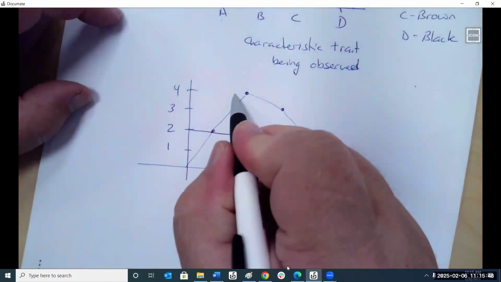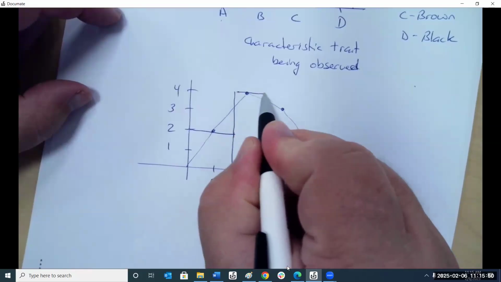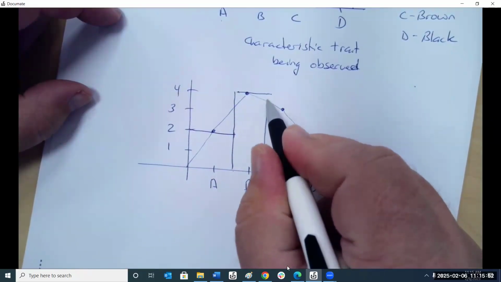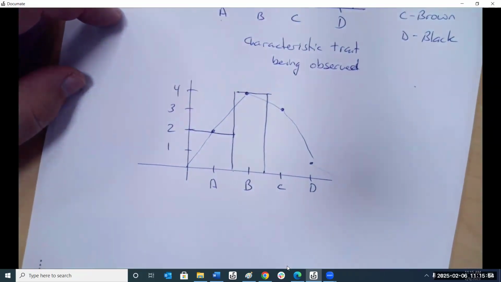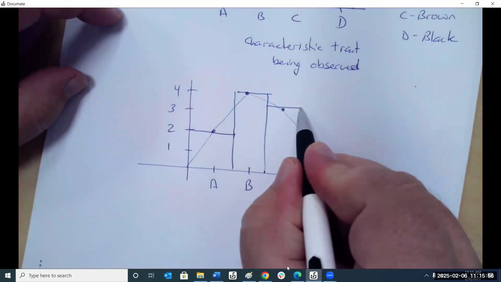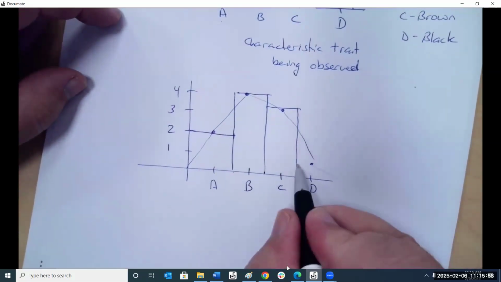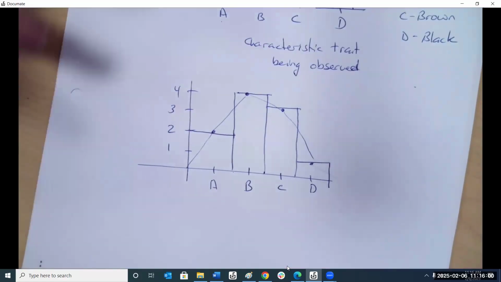Where's B? B goes all the way up to 4. And then C, and then D. So that's the relationship.